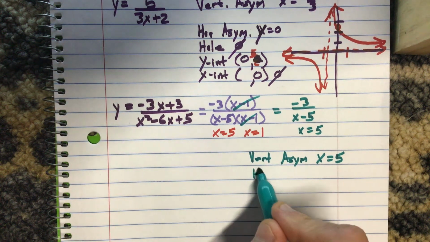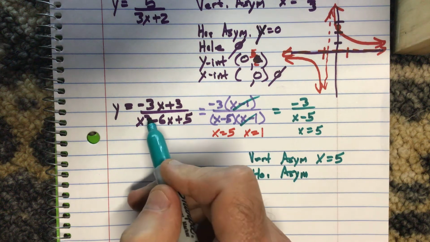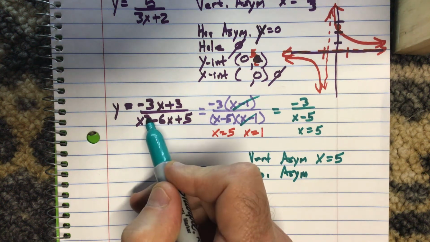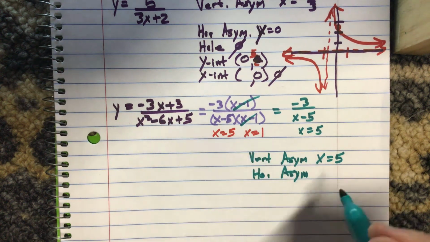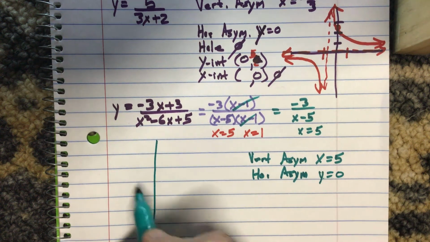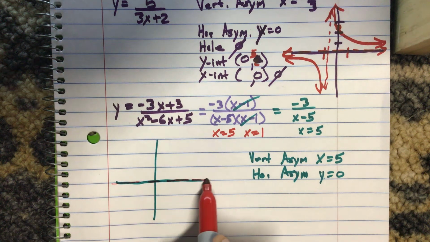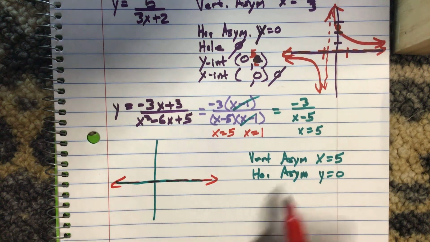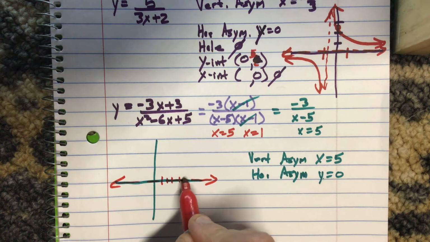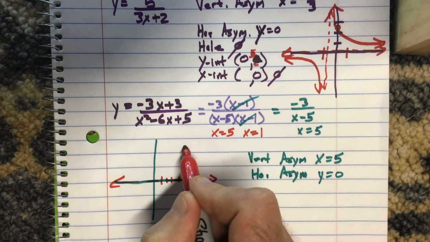The horizontal asymptote occurs, we go back and we look and see that, again, this exponential value in the denominator is greater, so it occurs at y equals 0. So once again, you're getting something that has a horizontal here, and 1, 2, 3, 4, 5, a vertical here at x equals 5.